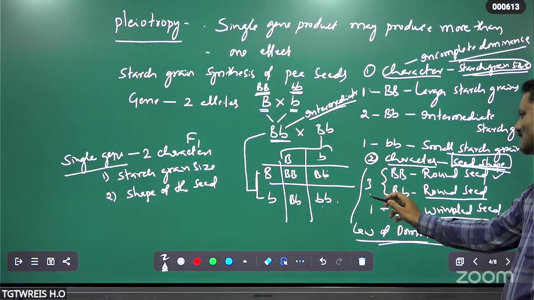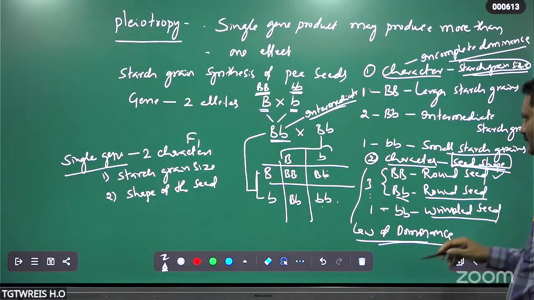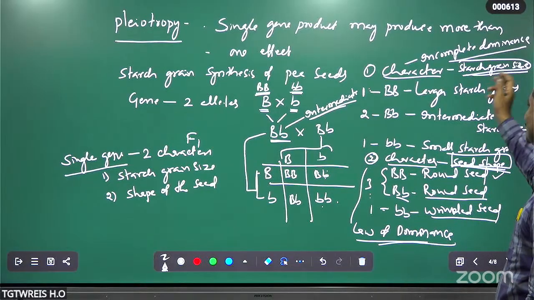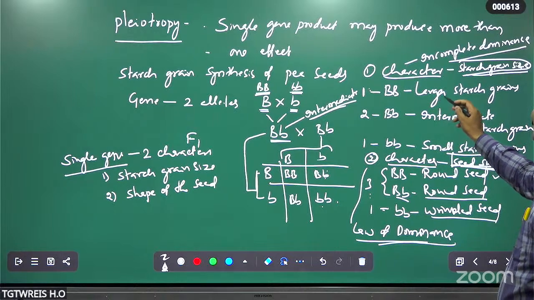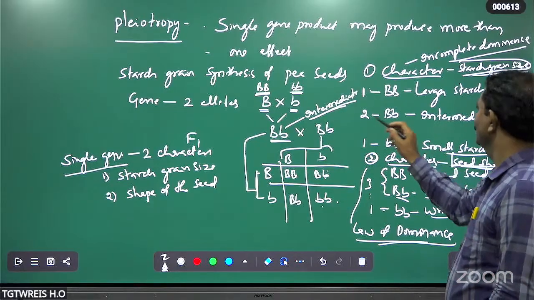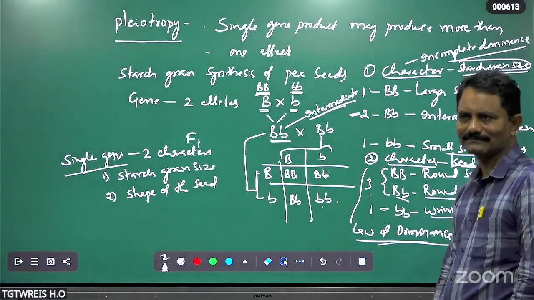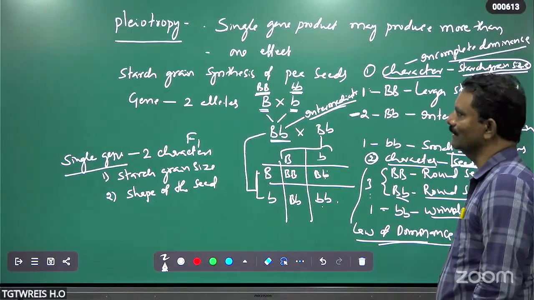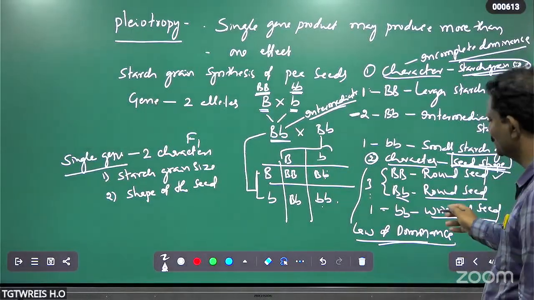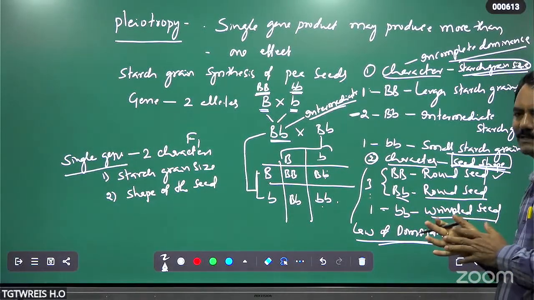So here the 3:1 ratio is there. 3 plants have round seeds, 1 plant has wrinkled seed. In the starch grain size, 1 seed has large starch grains, 2 seeds have intermediate starch grains, 1 seed has small starch grains. Here the intermediate starch grains appeared. That is the incomplete dominant character. Starch grain size is incomplete dominance, and the seed shape is the law of dominance character. So this is a very, very important topic.